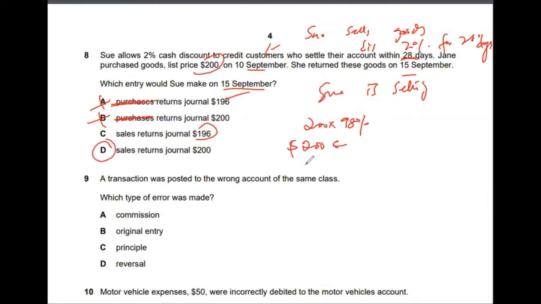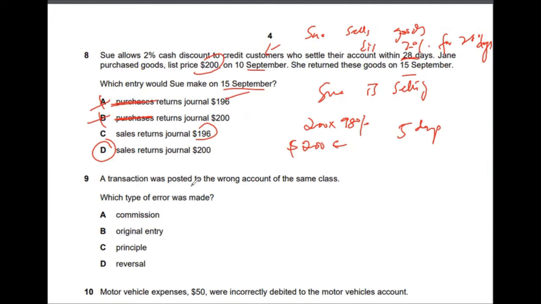If you guessed it right, hats off to you. You should congratulate yourself. It is $200 because the goods were returned within 5 days, and the sales return journal will be on the full list price. There was no payment made by the customer as well. So option D is the correct answer for multiple choice 8.